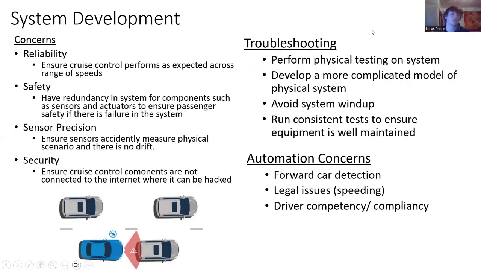System development, some of the concerns I had is reliability. We've got to make sure that across all different types of terrains and different ranges of speeds, this can hold up. Safety, it's very important to have redundancy, especially in the sensors. If one of these sensors were to break, we want to make sure that there was no buildup of speed or that it's not uncontrollable. And it's also very important to have these sensors be precise so the actual physical system is being modeled well. Security as well. I wouldn't want any of these components to have access to the internet where someone could hack it and manipulate it.